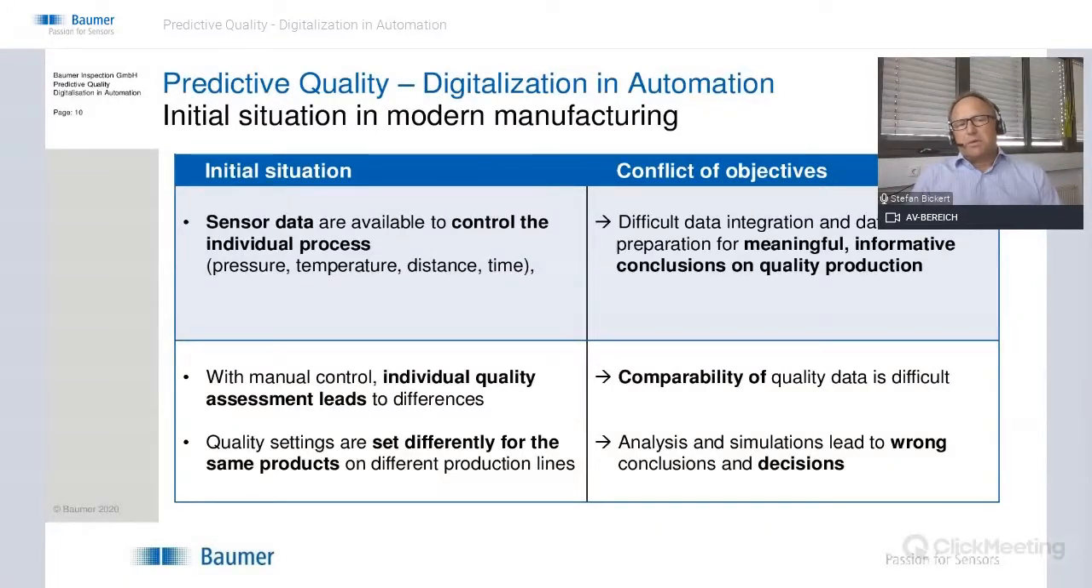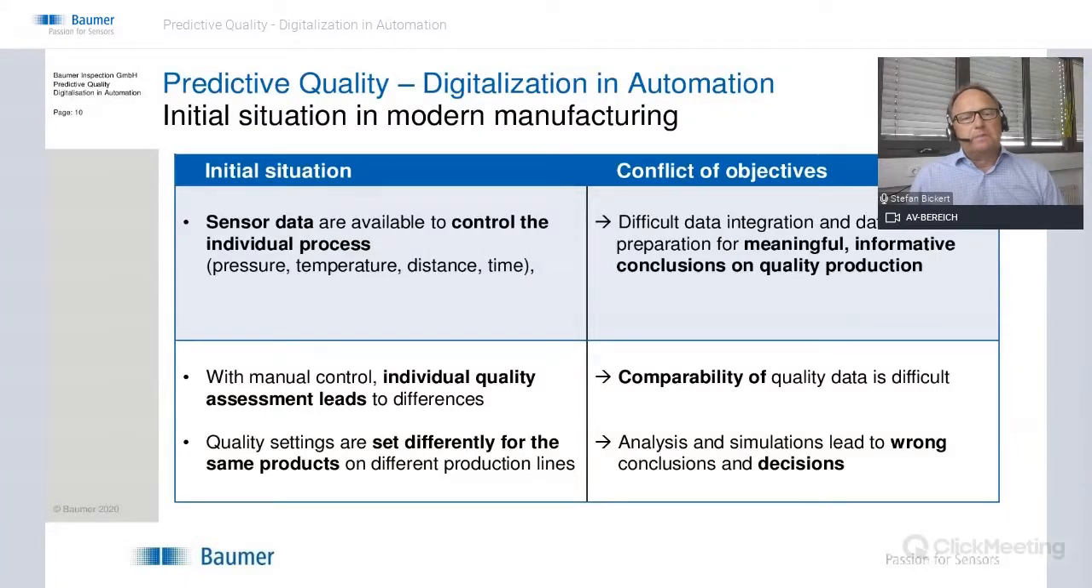Let me shortly discuss the initial situation of modern manufacturing. I mentioned it already, the sensor data are available, but you really need to know what happened, and you need the complete process, and you need the complete structure to get the right information out of the single sensor and control and make the right conclusions in regard to quality production. A single point will not give you the right answer about what will happen with your product. That is one difficulty we have to deal with.